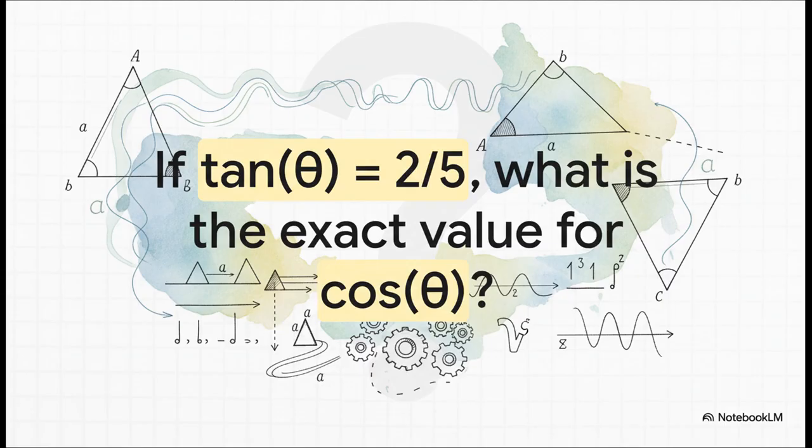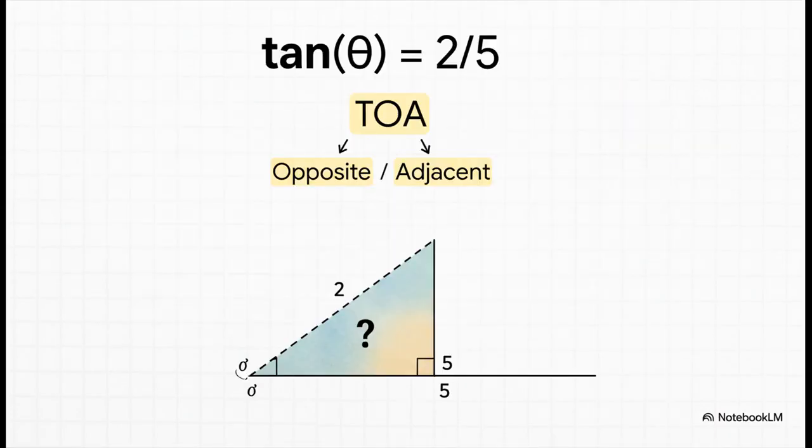Check this out. We don't even get a triangle this time. All we get is one single clue. The tangent of some angle theta is 2 over 5. And from that one little piece of information, we have to find the exact value of cosine theta. It's like being a math detective. This is where knowing those definitions pays off big time.